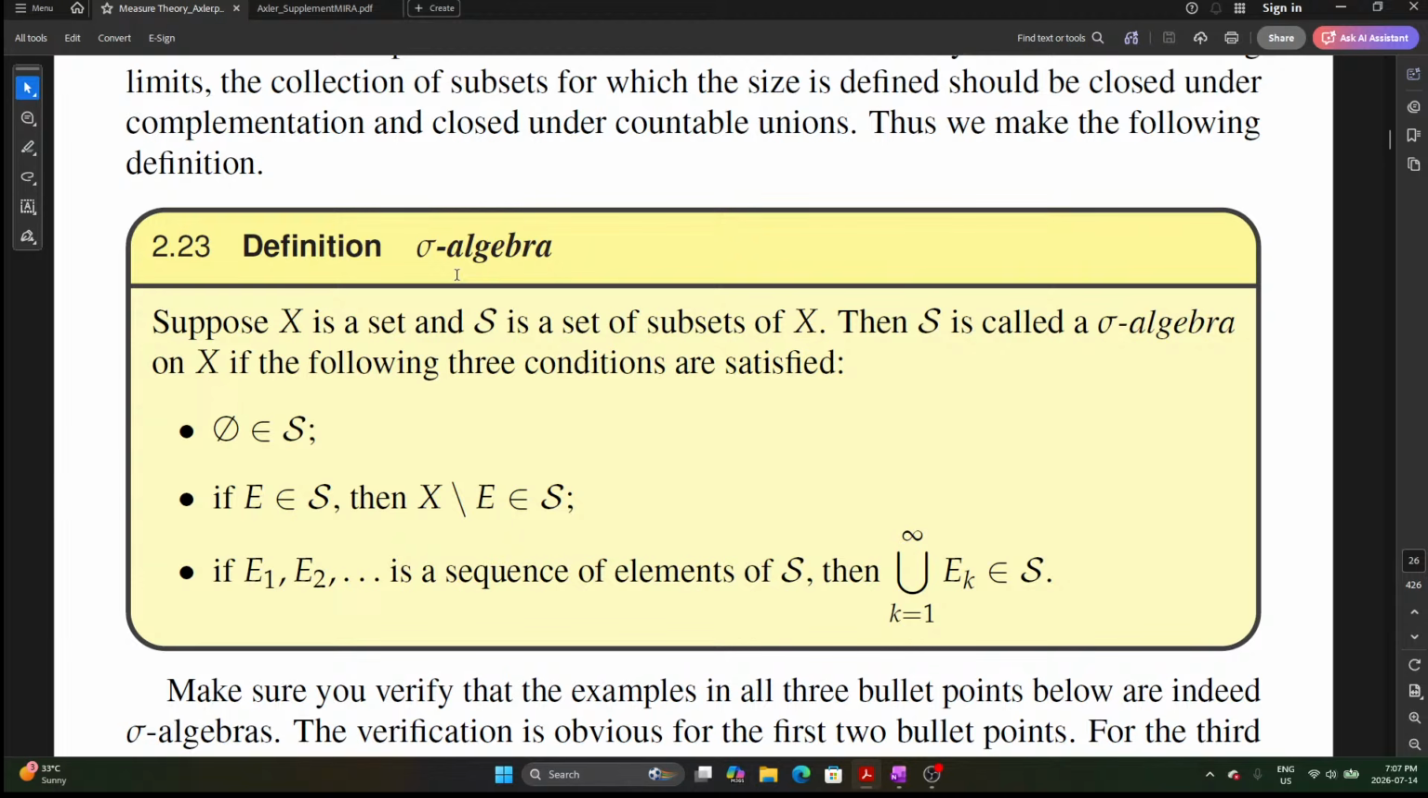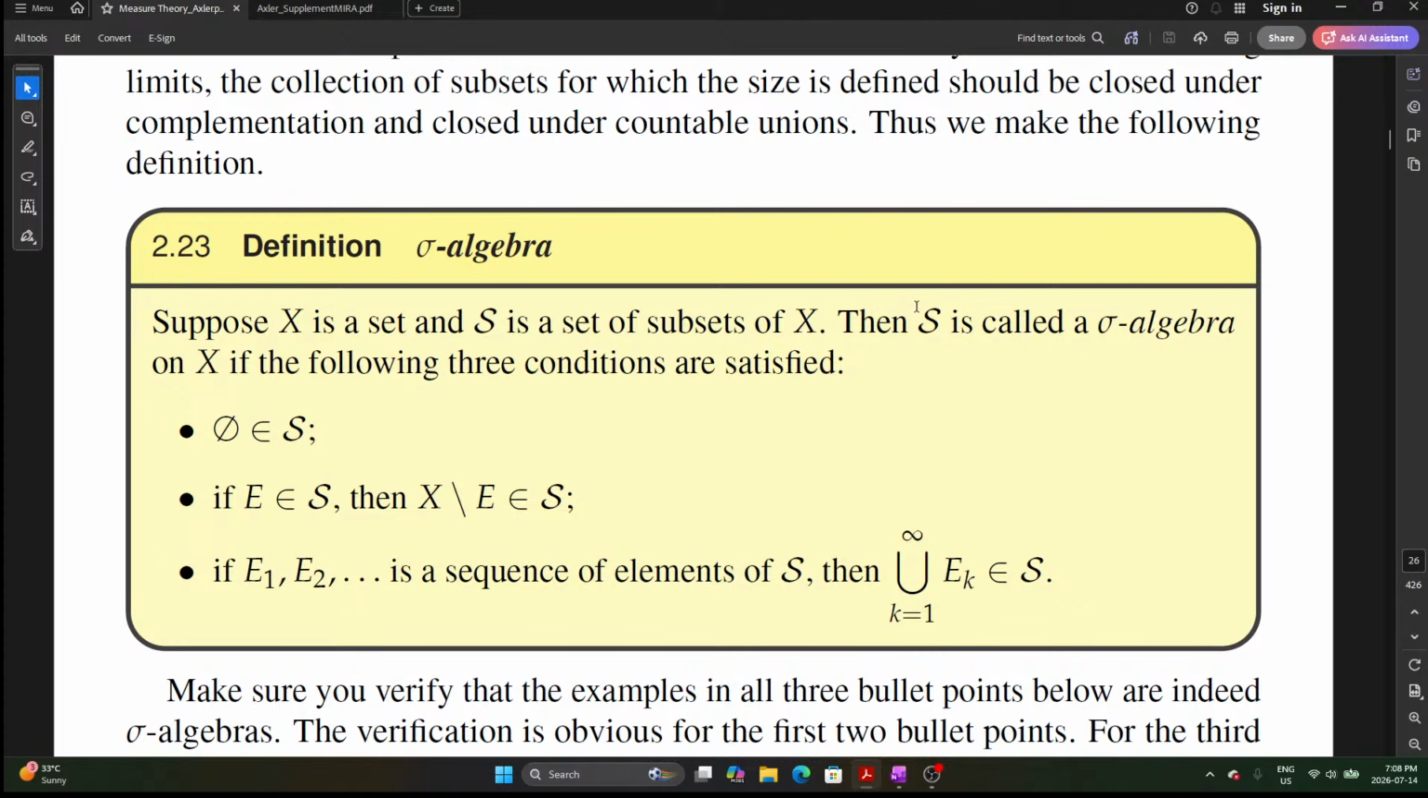So the definition of sigma algebra, let's go over that again, because pretty much the whole stream will be using this throughout. Okay. Definition, sigma algebra. Suppose X is a set, and scripted S is a set of subsets of X. Then scripted S is called a sigma algebra on X if the following three conditions are satisfied. Okay. One, the empty set must be in scripted S.